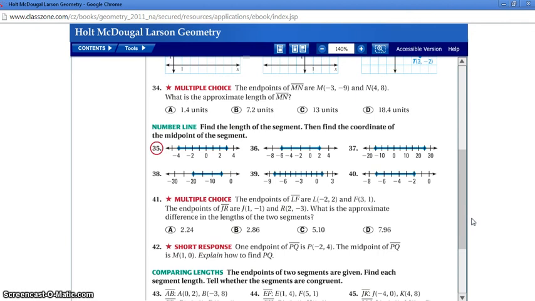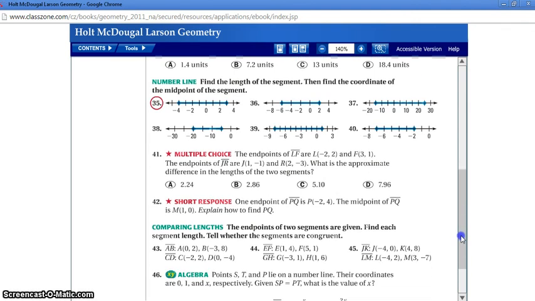Let's see. What did I say? Let's do 41. So the endpoints of LF are at (-2, 2) and (3, 1). The endpoints of segment JR are at (1, -1) and R is at (2, -3). So what's the approximate difference in the lengths of the two segments? So again, in order to find the difference between the segments, you need to find the lengths of each of these segments. And then difference, remember, means what? Means subtraction. Okay? All right, so let's work that one out.